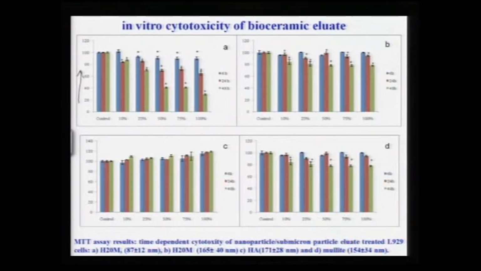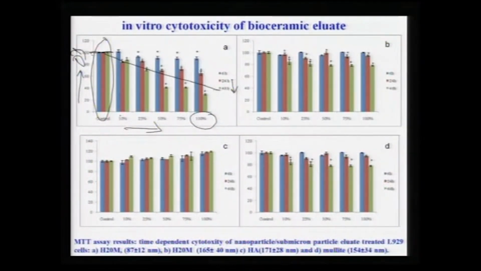On the x axis the optical density is plotted, and along the y axis the different concentrations of the hydroxyapatite mullite are plotted here. Now, control means there is no particle treatment. So, in the control case all the cells are surviving. The moment you add the 10% to 100% concentration of the hydroxyapatite mullite particulates, what will happen? You see after 24 or 48 hours the optical density decreases steadily. That means the cells are becoming less and less viable. Okay.